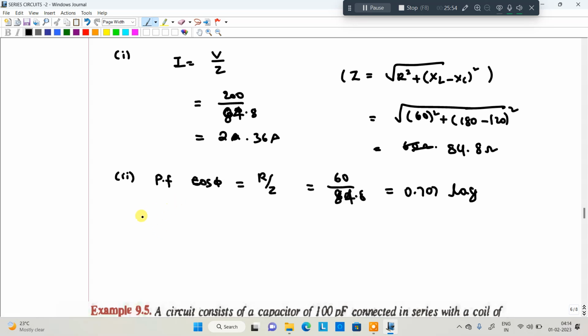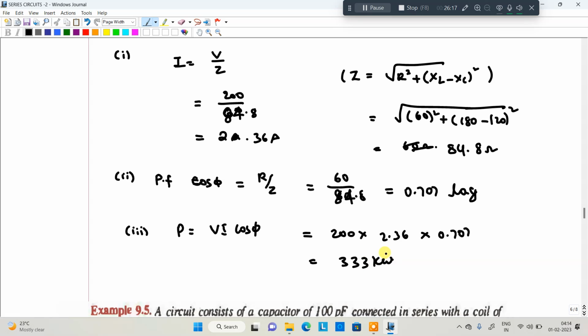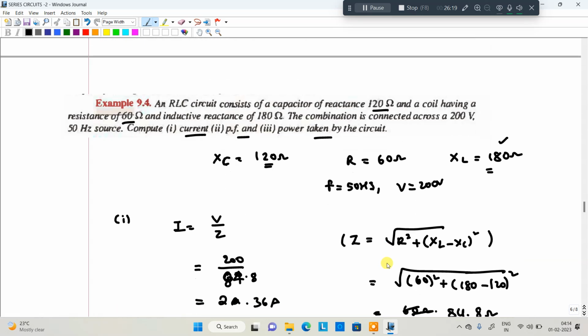After that, the third point is the power. P is equal to VI cos phi. What is the voltage? 200. What is the current? 2.36. What is the power factor? 0.707. Then you will get the power as 333 watts. So that's the explanation about the RLC circuit.